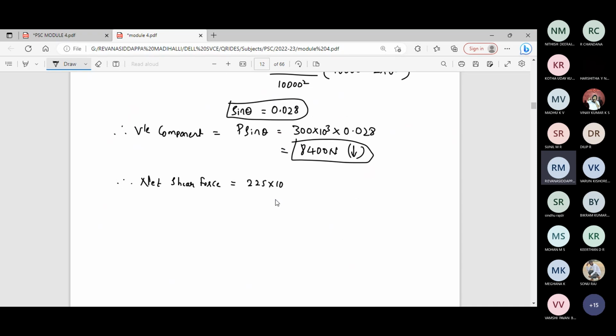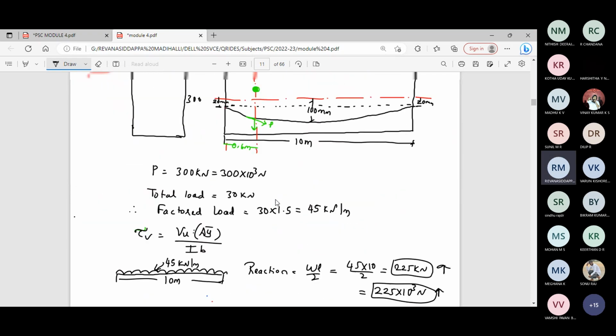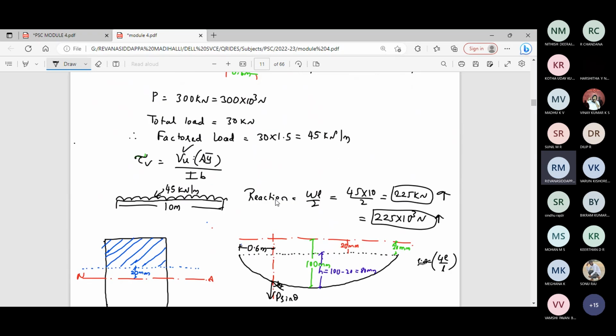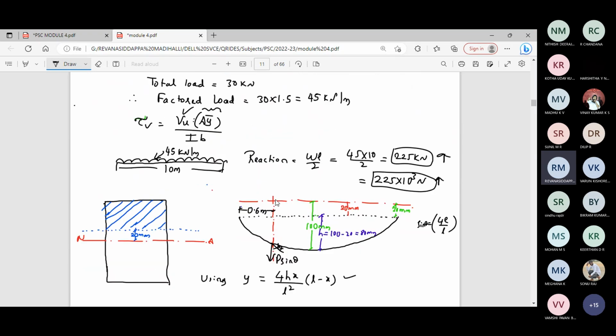225 into 10 power 3 minus 8,400. Final answer is 216.6 into 10 power 3 Newton. So this is the final answer of the Vu. Now we got the value of Vu. What next? You need to get the value of Ay bar.